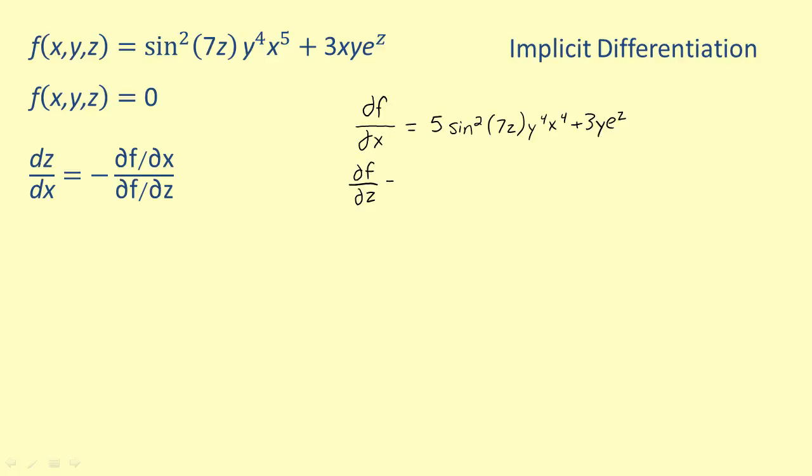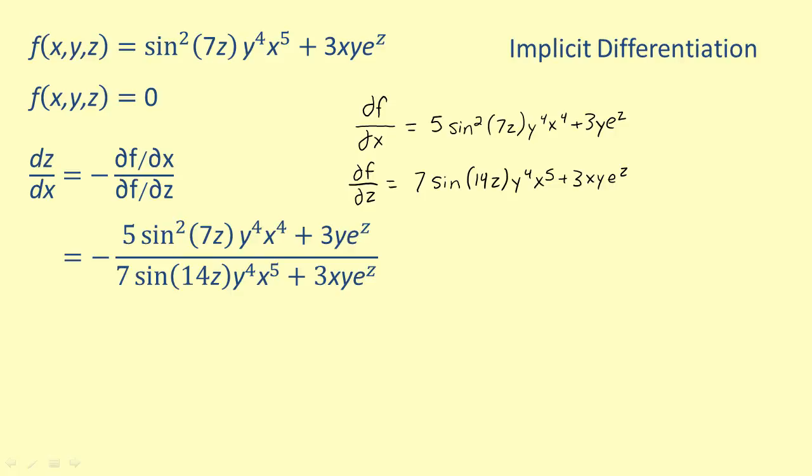Likewise, we find that fz is 7 sine quantity 14z y to the fourth x to the fifth plus 3xye to the z. Substituting both of these partial derivatives into the equation for dz/dx, we see that the derivative of z with respect to x is the opposite of 5 sine squared quantity 7z y to the fourth x to the fourth plus 3ye to the z, all over 7 sine quantity 14z y to the fourth x to the fifth plus 3xye to the z.